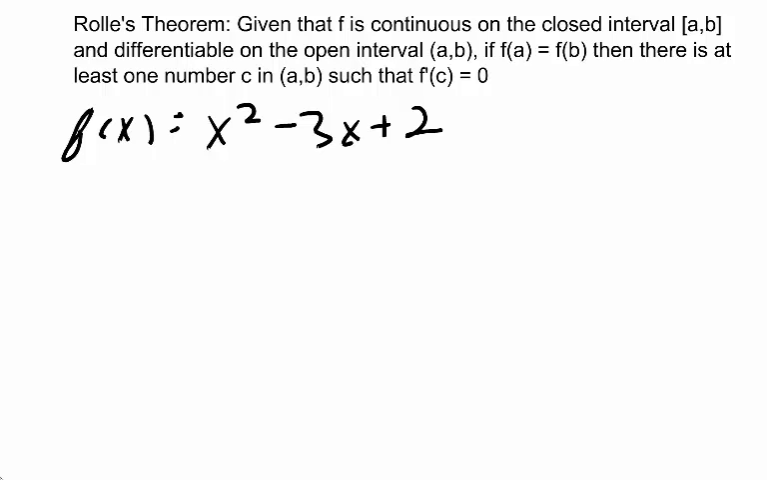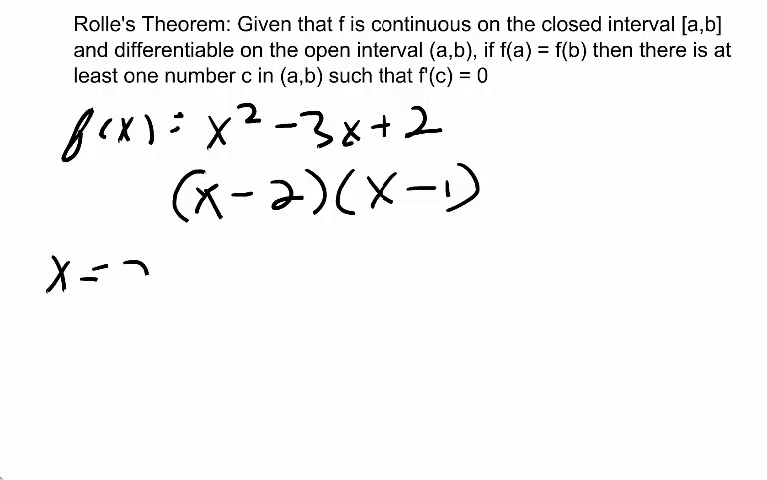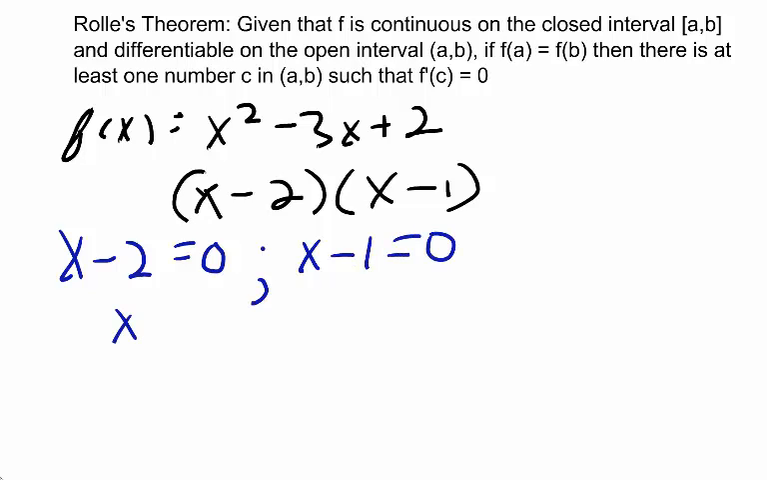It can be factored as x minus 2 times x minus 1. And if we take each factor and set it equal to 0, we have x minus 2 equals 0 and x minus 1 equals 0. In other words, x is equal to 2 and x is equal to 1.